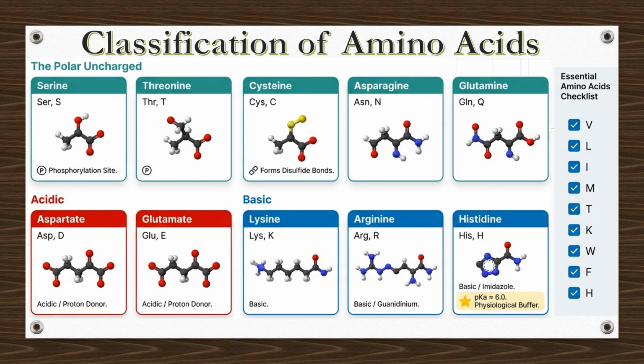Beyond chemistry, amino acids are also classified nutritionally. Non-essential amino acids are synthesized by the body, while essential amino acids must be obtained from the diet. The nine essential amino acids include histidine, leucine, isoleucine, lysine, methionine, phenylalanine, threonine, tryptophan, and valine.